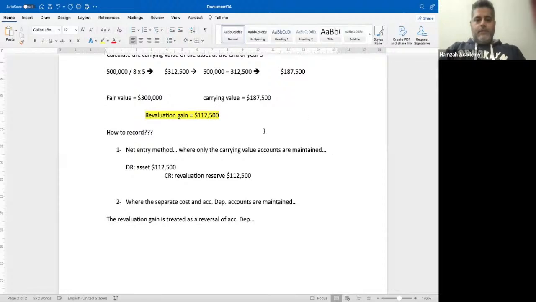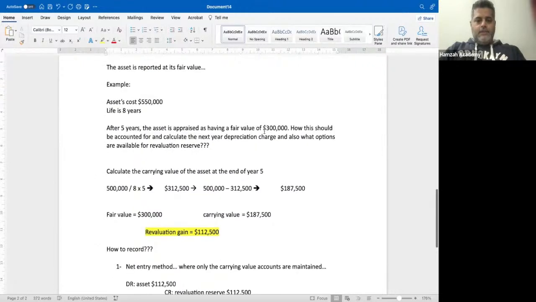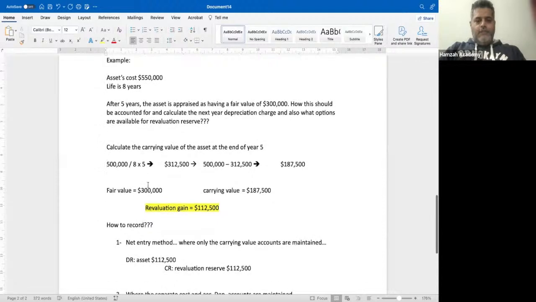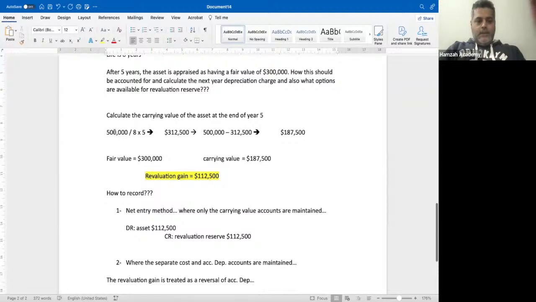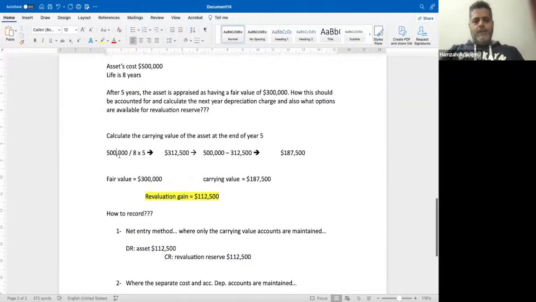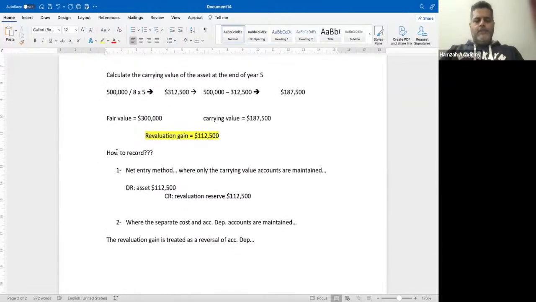Is the cost 500 or 550? What have I written? Okay, the cost was 550, but I've written 500 and I've solved the question according to 500. So let it be 500 now, because I've solved the whole question on the basis of 500. 500 divided by 8 into 5, 312.5. I'm sorry, I wrote 550, but I solved the question on 500. Let it be 500 now.